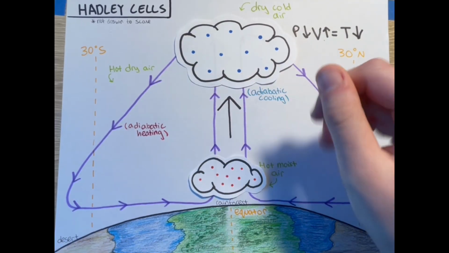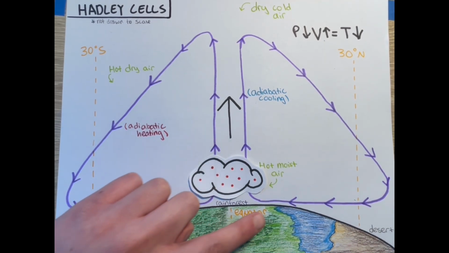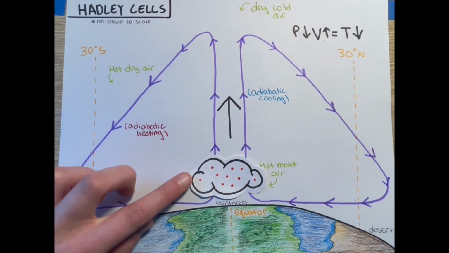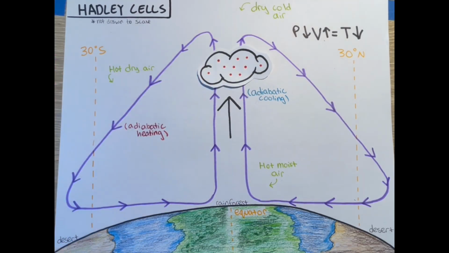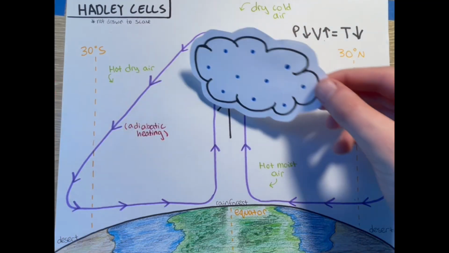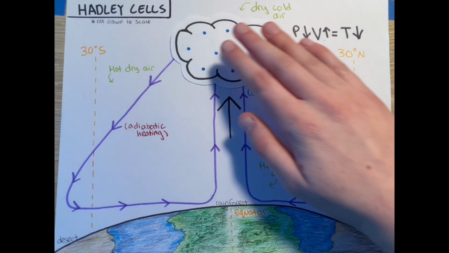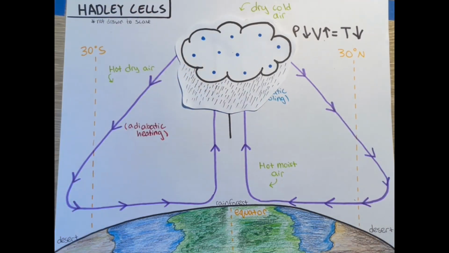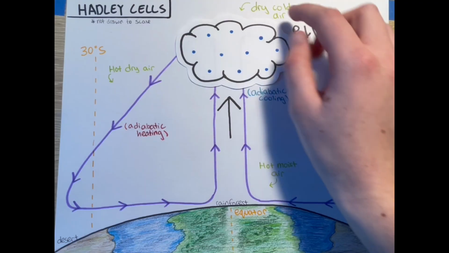Overall, we call this a Hadley cell, and it's an air circulation current found around the equator. The concentrated sunlight in this region makes the air very hot and moist, so we start with this cloud of warm, wet air right here. Because hot air is lighter than cold air, this cloud will move up into the atmosphere where it will undergo adiabatic cooling. Because air condenses when it is cold, rain is going to form. Now, once the cloud has wrung itself out, we are left with very cold, dry air.